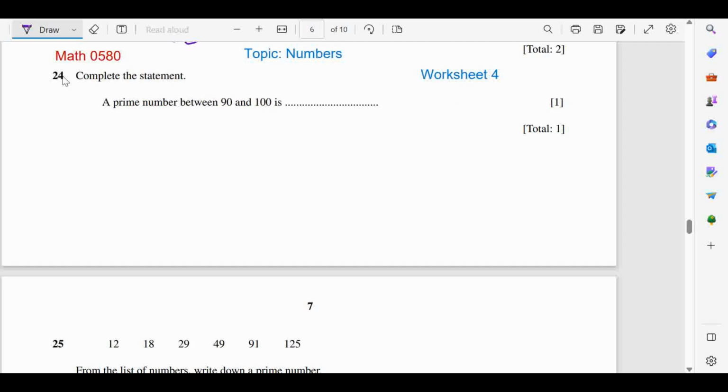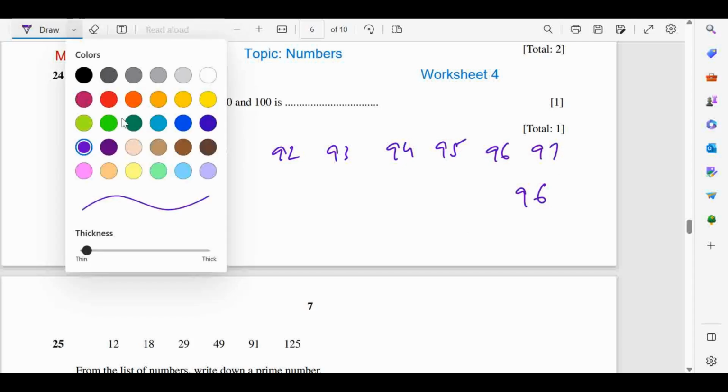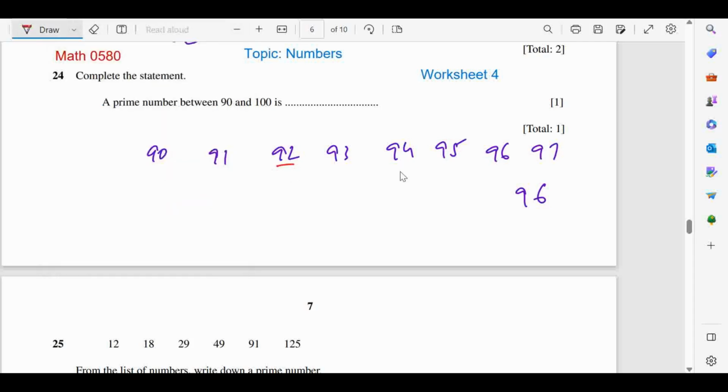Worksheet four. Question number 24: Complete this statement. A prime number between 90 and 100. Now we know that the numbers are 90, 91, 92, 93, 94, 95, 96, 97 and 98. So we can eliminate the even numbers because these are not prime numbers.